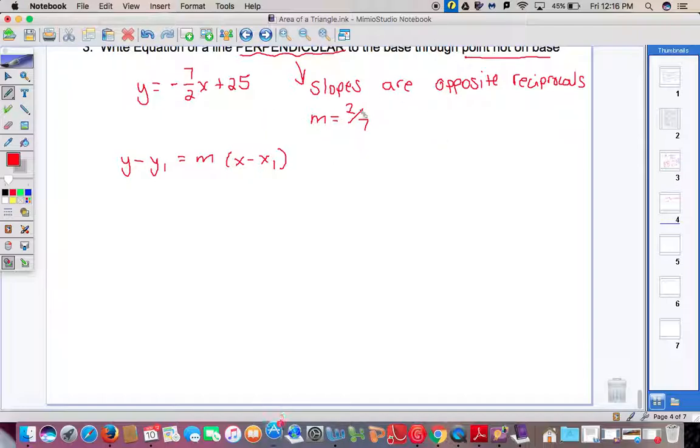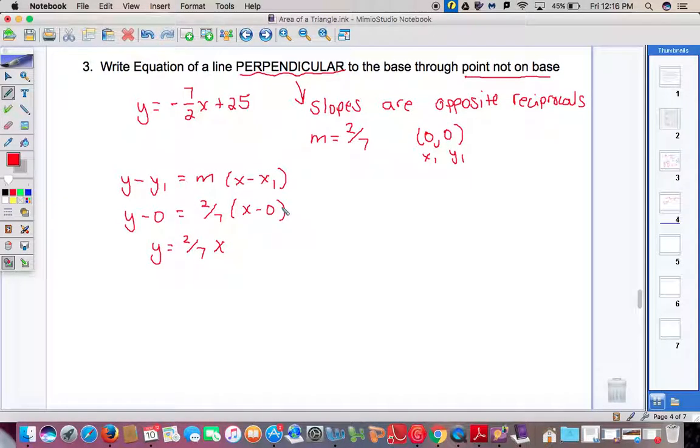Okay, so I'm using my slope of 2/7 and my ordered pair of 0, 0 as my x1 and y1. And when I substitute that information in, I have y minus 0 is equal to 2/7 times x minus 0. Well, if I distribute, I simply am left with y is equal to 2/7 x. So the equation of a line that's perpendicular to the base through the one point not on the base is y equals 2/7 x.